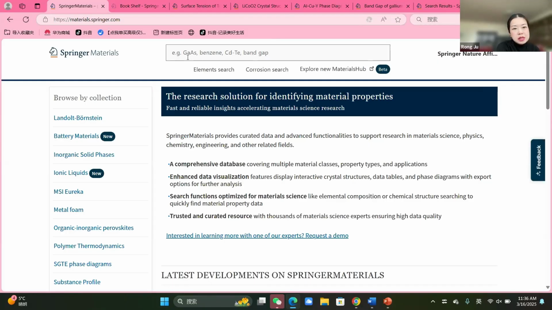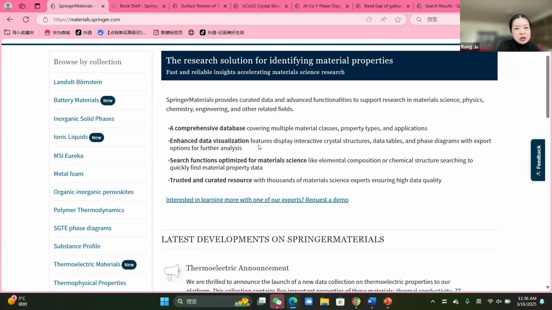But in some cases, it's not the case. Maybe your lab is subscribed by user accounts. Then you have to log in from the right upper corner. Okay, so this is the homepage of this database. We also give you some cutting edge news of the database, all the news in the physics, chemistry, or material science disciplines. But on the left side, you can find all the collections.